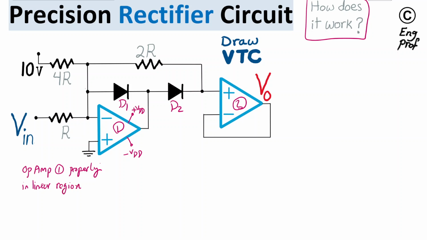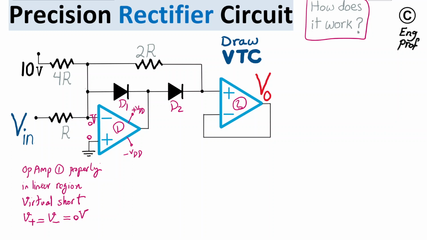And that implies that the virtual short should be valid for op amp 1, which means the voltage at the positive input terminal, or non-inverting terminal, for op amp 1 is the same as the voltage at the negative terminal. And since the positive terminal is grounded, as a result, the positive terminal is at 0 volt, and because of virtual short, the negative terminal is forced at 0 volt as well because of the negative feedback, which we refer to as virtual ground. So that's the benefit.